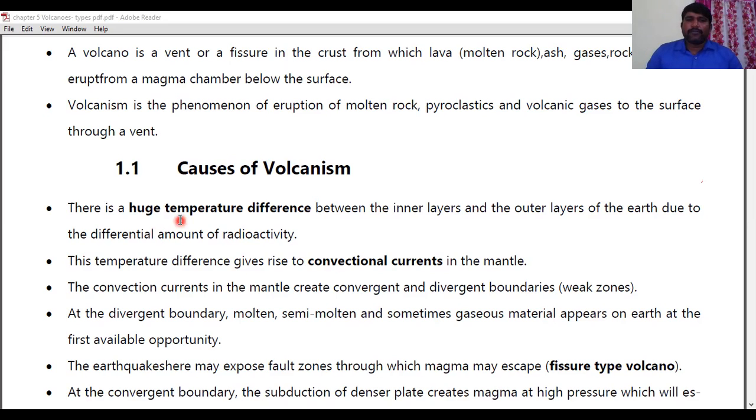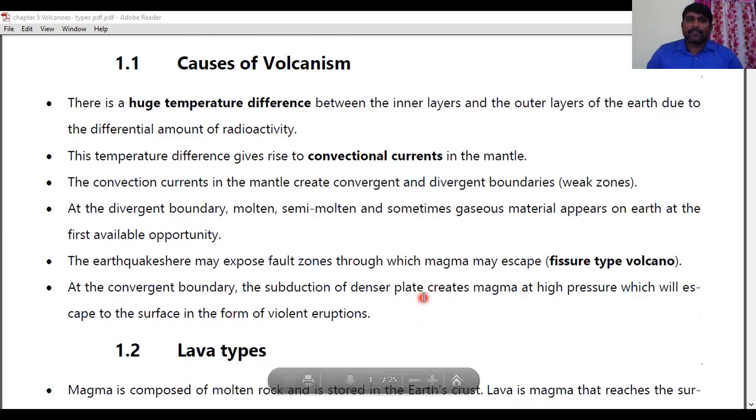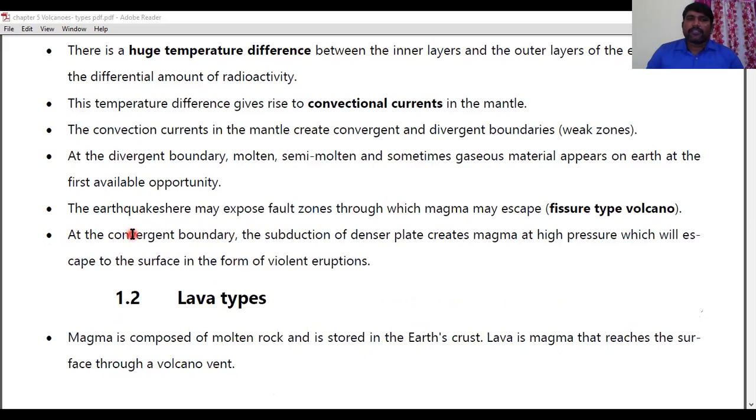At the divergent boundary, the molten, semi-molten, and sometimes gaseous material comes onto the earth at the first available opportunity. The earthquakes here may expose fault zones through which magma may escape. That forms a fissure type volcano. At the convergent boundary, the subduction of denser plate creates magma at high pressure, which will escape to the surface in the form of violent eruptions.